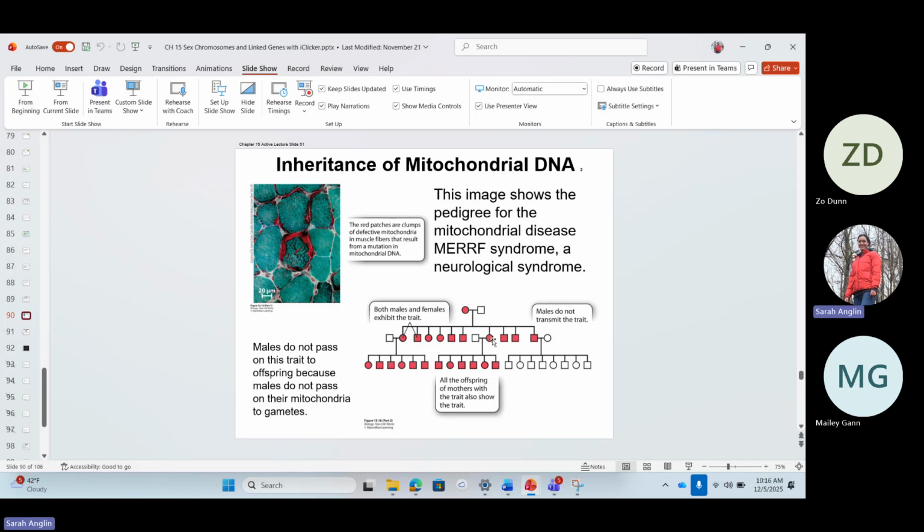Okay, so over here, this is an affected mother. So all of her children, all of the offspring, will also show that same trait. They'll also be affected. Okay, so those are the 3 that I want you to understand and be able to identify. Any questions there?